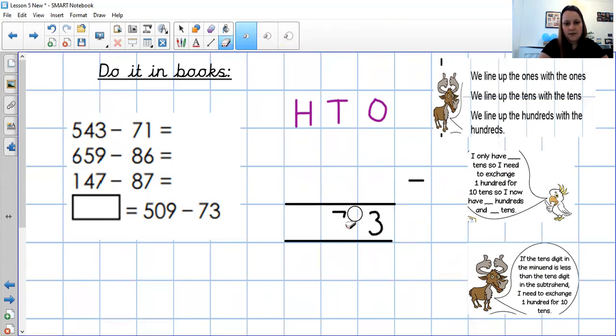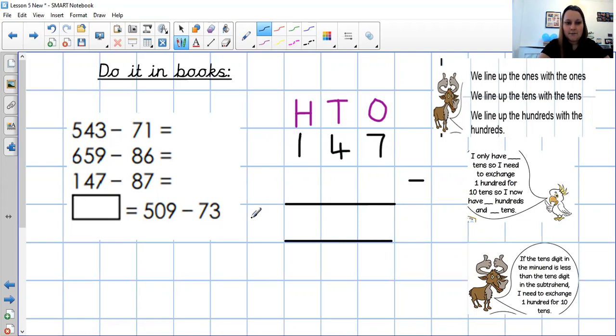So this time my minuend is 147. So 100, 4 tens and 7 ones. And I'm subtracting 80, so 8 tens, 7 ones. So let's start with our ones. 7 subtract 7, that's nice and easy. I know that I'm going to be left with 0 ones.